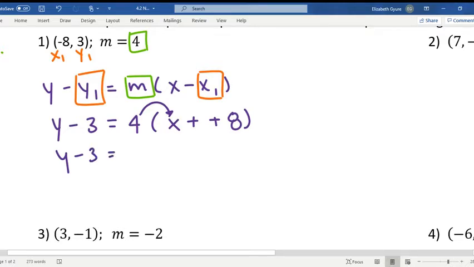Now on the other side, I'm going to distribute. What's 4 times x? 4x. What's 4 times 8? 32. So plus 32. Okay. Now we're almost done. What do you think's not quite right about what we have written right now? Take a look at it. What looks a little funny maybe? Asia?